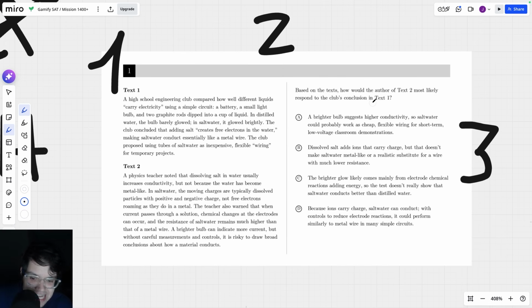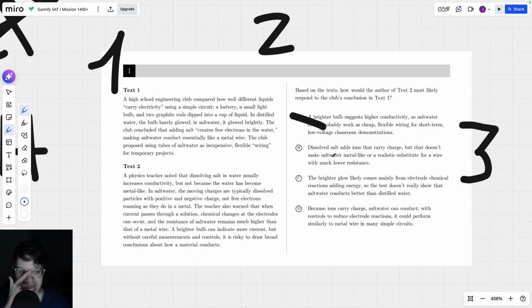Yeah, pretty much just that exact thing. They would say that's a good conclusion, but just that there are differences between the 2. So looking at the choices here, A: a brighter bulb suggests higher conductivity, so salt water could probably work as a cheap, flexible wiring for short-term, low-voltage classroom demonstrations. So that seems good, but we're trying to say some kind of disagreement between the 2. This would just be agreement, so probably not that.